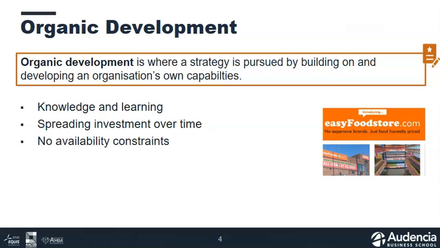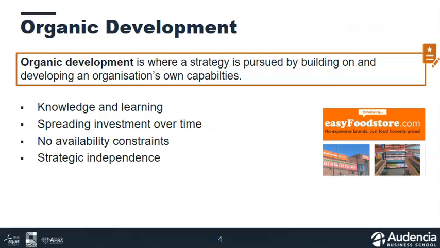The third advantage of organic development would be that there's no availability constraints. Organic development has the advantage of not being dependent on availability of an acquisition target. I mean, if you want to grow through acquisition, you have to find the partner. And here we're not dependent upon that. We have no availability constraint.